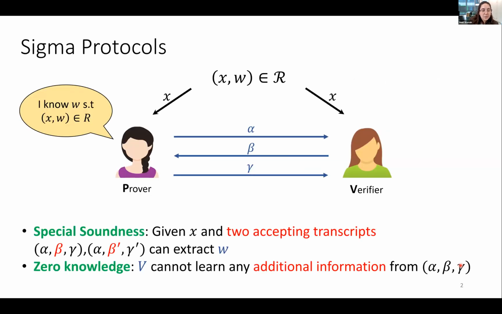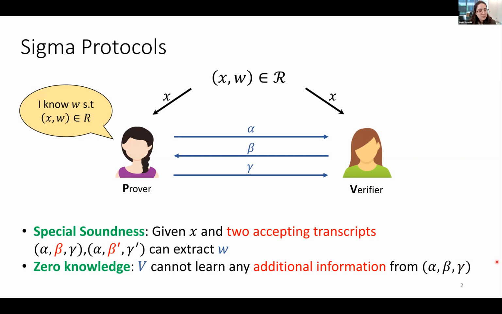One of the simplest proofs of knowledge is the Sigma protocol, which is a 3-round protocol where the prover wishes to convince the verifier it knows a witness W, such that X and W are in relation R. We require the trivial completeness and two other properties. The first one is special soundness, which means that given an instance X and 2 accepting transcripts with a common first message alpha and distinct challenges beta, one can extract the corresponding witness. And the second one is zero knowledge, which means that the verifier cannot learn any additional information from the interaction with the prover.